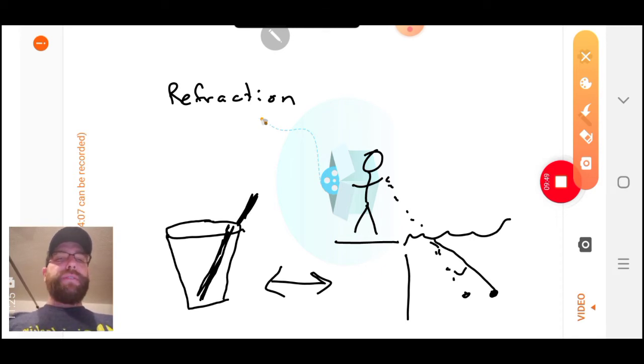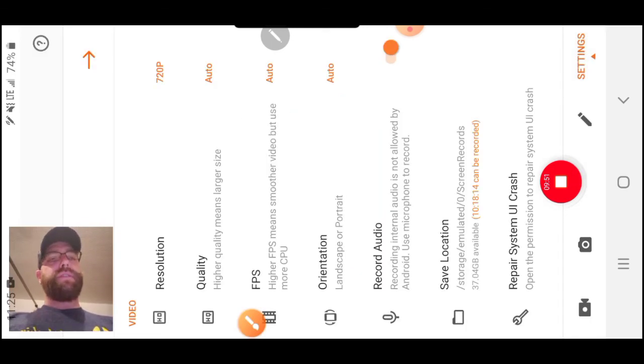So diffraction, the next one. So that's reflection, refraction.